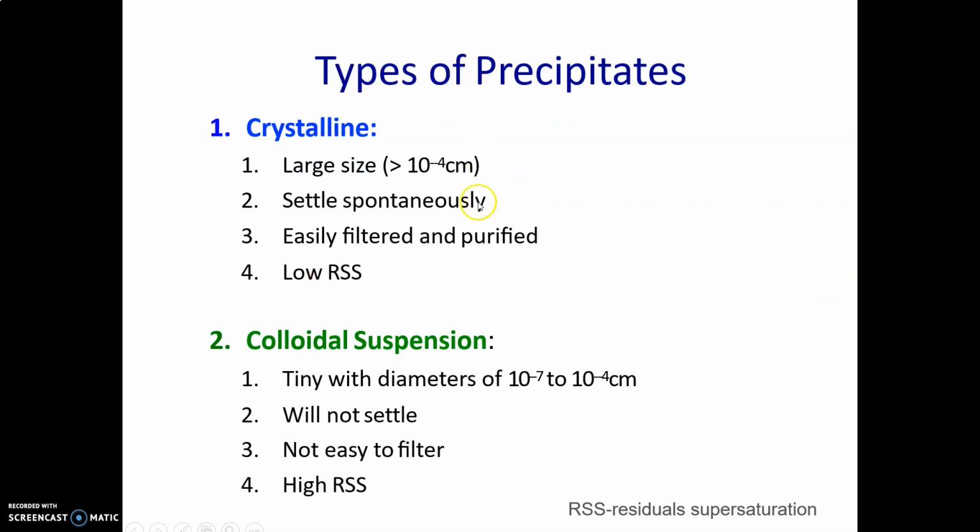Okay, so we have two types of precipitates that we will discuss in this chapter. The first one is crystalline, which has large size, and it will settle spontaneously and be easily filtered and purified. And we have low RSS, which I will explain in the next slide. And then the second type of precipitate is colloidal suspension, which has tiny diameter around this size. So it will not settle down and is not easy to be filtered, and they have high RSS.